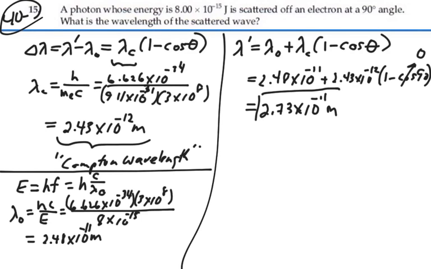So that will be the wavelength of our scattered radiation, 2.73 times 10 to the minus 11 meters.